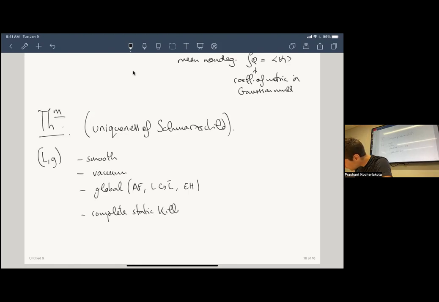Killing field. Complete means that the orbits in the domain of outer communication are complete, it's non-vanishing in the domain. Then what do these imply? The domain of outer communication is isometric to Schwarzschild.